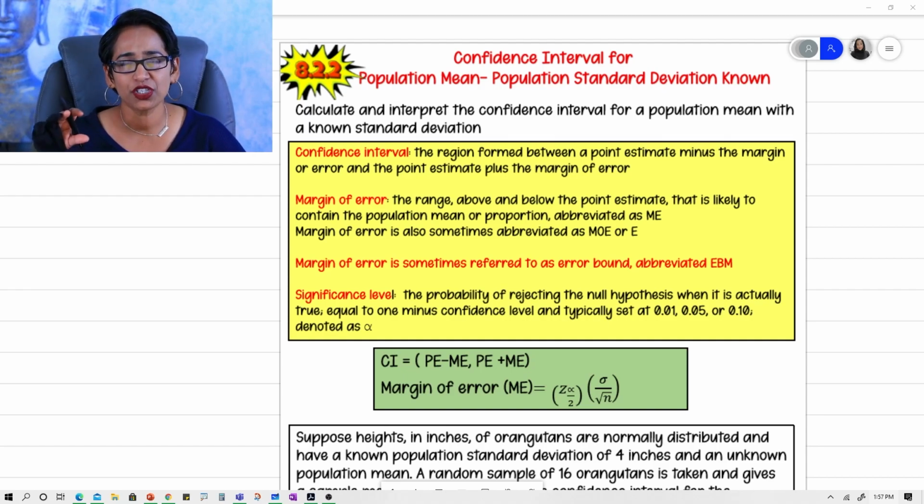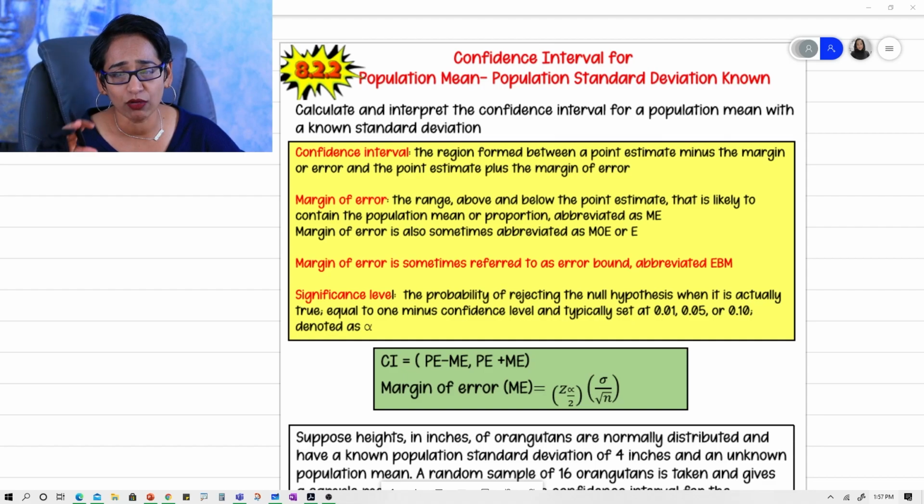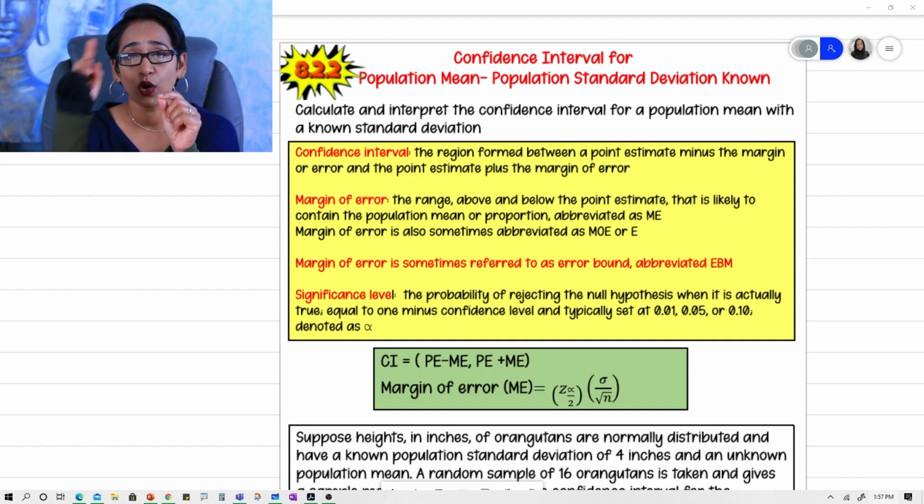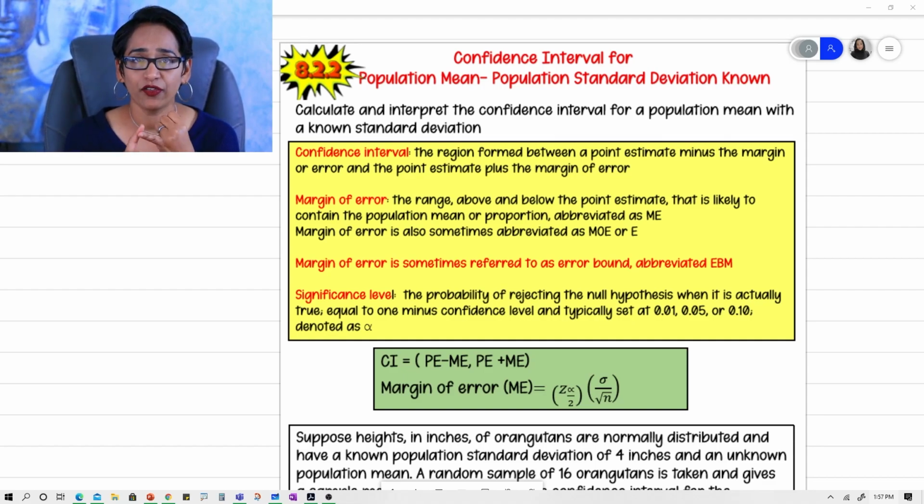In the previous sections, we found the margin of error and the point estimate. Now we're going to go backward. We will have the point estimate, the margin of error, the confidence interval, and the confidence percentage. We need to calculate the confidence interval.